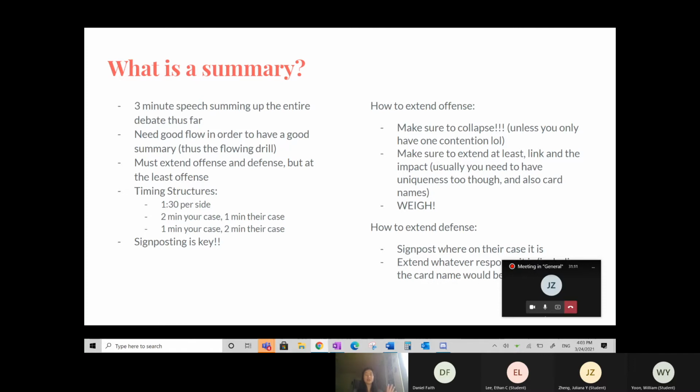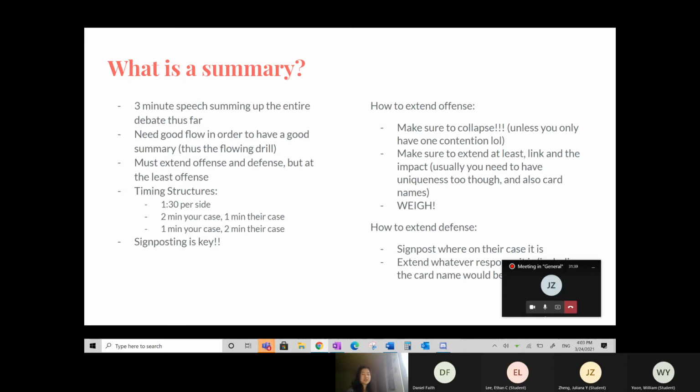So a summary speech comes in fourth. We know there are four speeches, right? Constructive, rebuttal, summary, and then final focus. Everything you want to say in your final focus speech needs to be in your summary speech already. So you can't just bring up new arguments in final focus. That would be kind of mean to your opponents, because then they have to respond to a whole new contention in final focus. That's why the rule is usually nothing new in second summary and final focus.